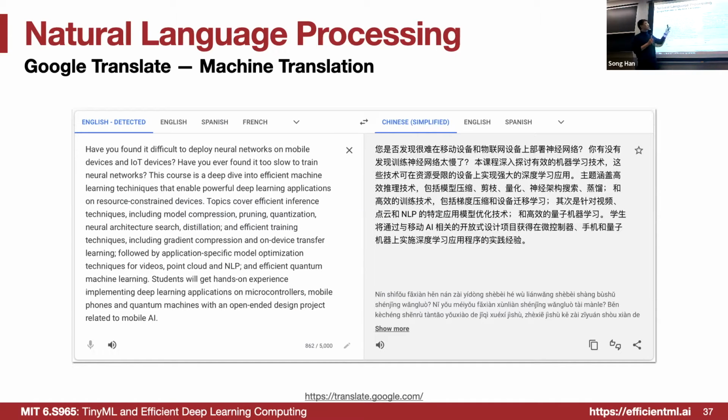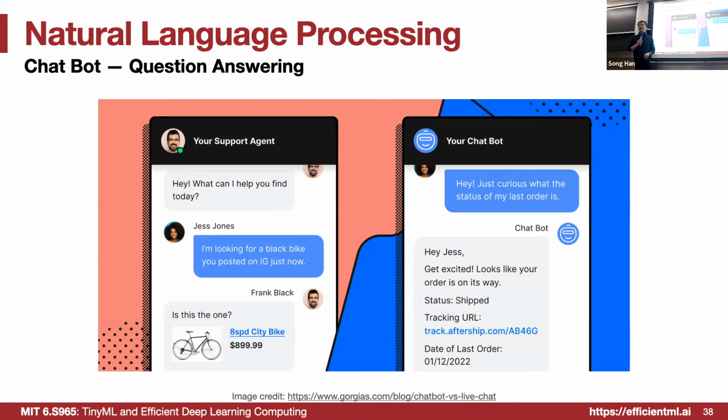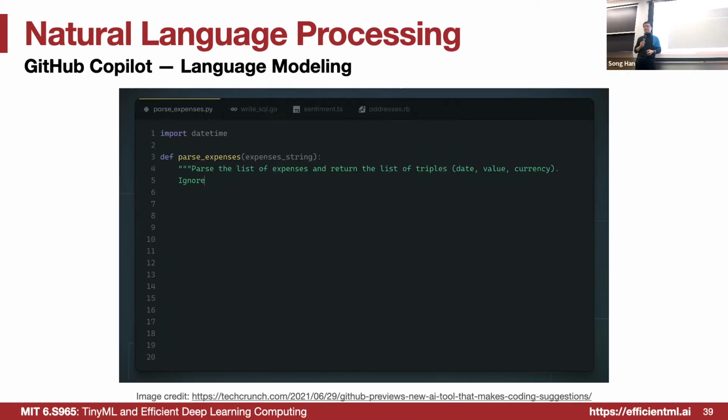The first one is, of course, machine translation, translating between different languages, and also a chatbot for question answering. Hey, what can I help you find today? I'm looking for a black bike. You posted on IG just now, and then it's going to give you some automatic recommendations. And so chatbots are getting really popular.